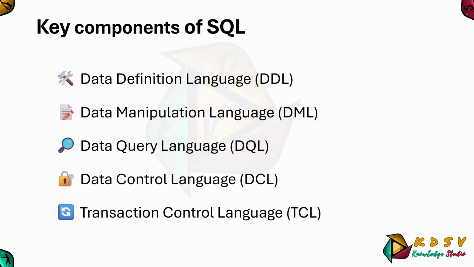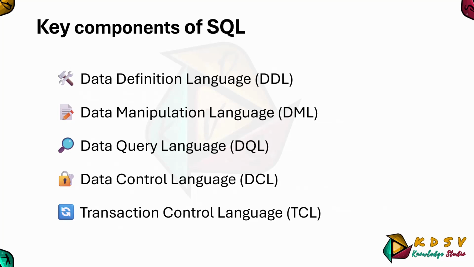Key components of SQL. SQL is the standard language used to communicate with relational databases. It allows users to define, manipulate, control, and query that data. Here are the main components that make SQL powerful and flexible.